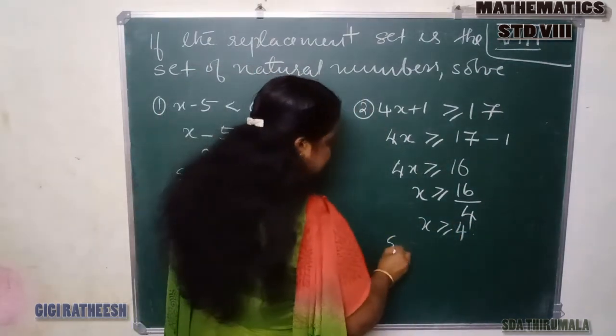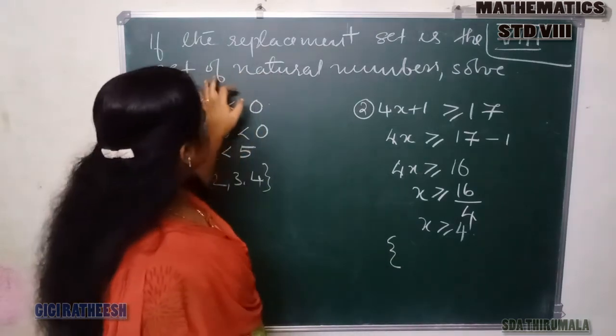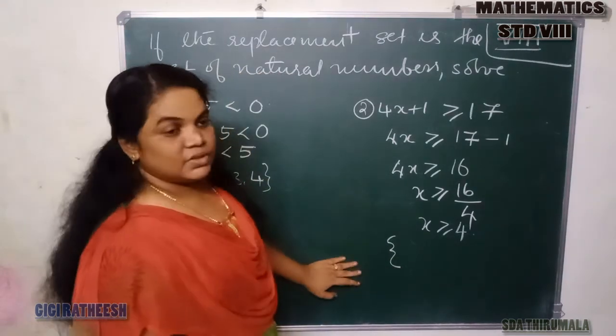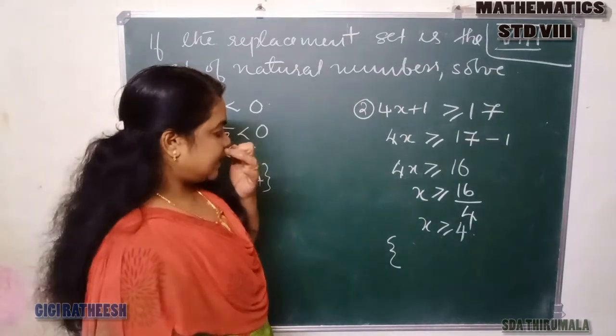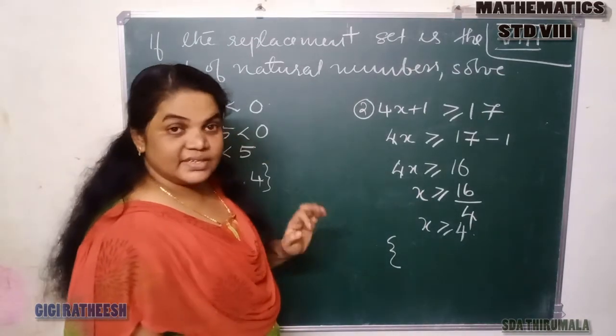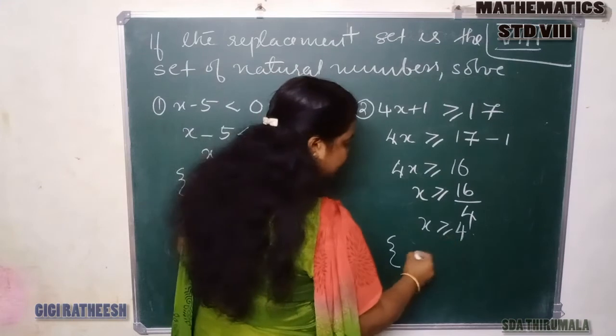And the solution set, again it is the set of natural numbers, that is 1, 2, 3, 4, etc. And we need x greater than or equal to 4, which means it includes 4.